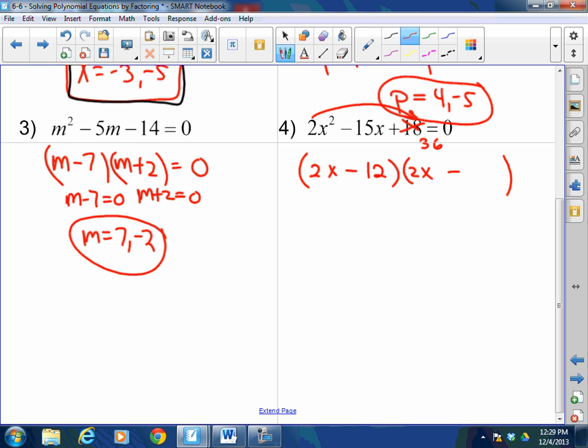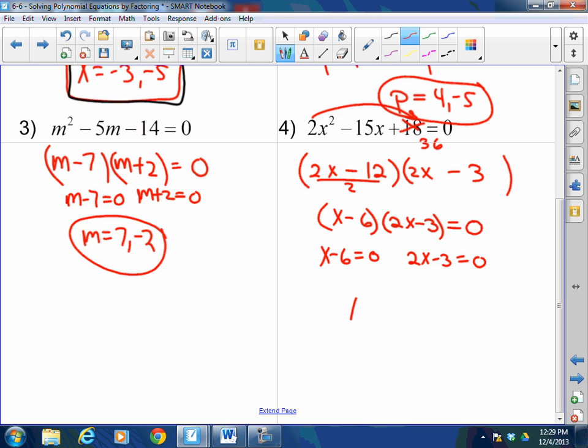-12 and -3 is exactly right. Artificial factor. So I got x minus 6 and 2x minus 3 equals 0. Zero product property: every factor must be set equal to 0. So x minus 6 equals 0, 2x minus 3 equals 0. So x equals 6 and 3/2.